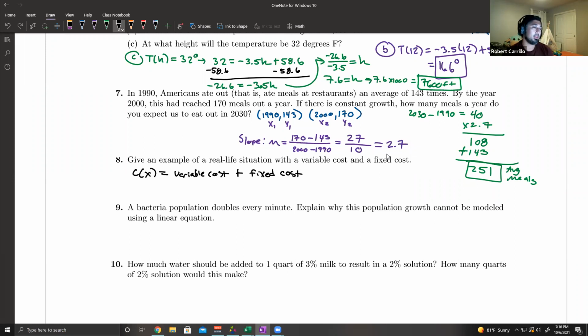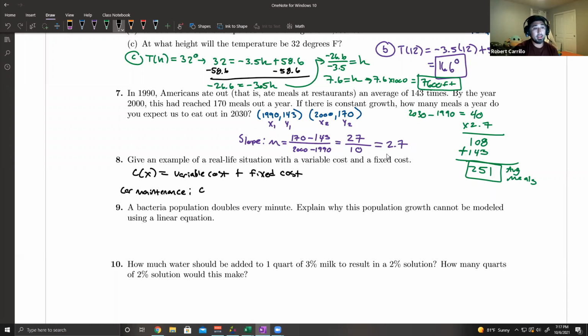Now, what real life example could be put into a cost function? Something that is variable cost and a fixed cost. And you could even think back on the other problems we worked. Would gasoline maybe be one? Gasoline would be one, so good. Let's say maintenance on a car, right? Car maintenance.